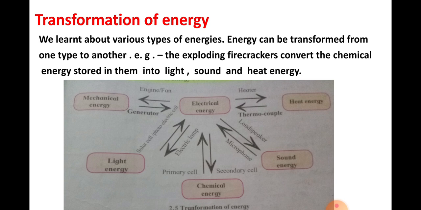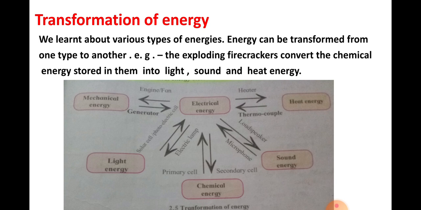For example, electrical energy can be converted into mechanical energy, for example an electric fan. Electrical energy can be converted into light energy, for example a solar cell or photoelectric cell. Electrical energy can be converted into chemical energy, so primary cell and secondary cell may be examples. Electrical energy can be converted into sound energy, for example a loudspeaker, and into heat energy, for example a heater. So energy can be transformed from one type to another.